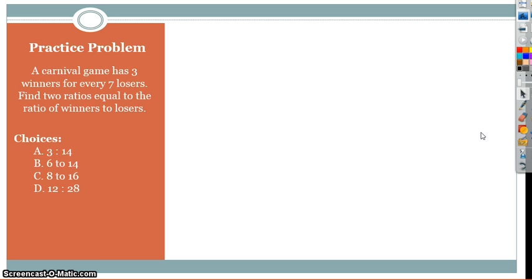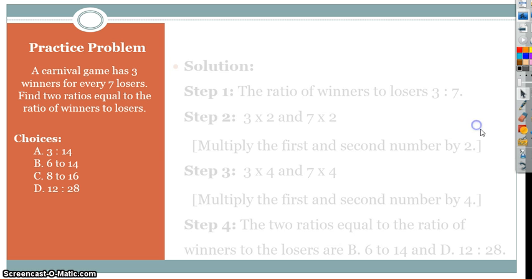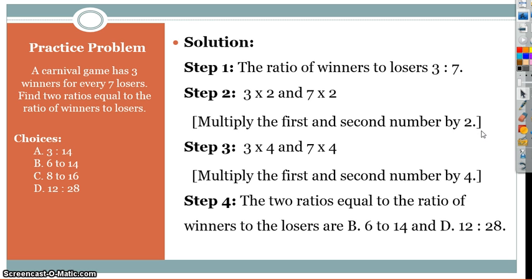We have a carnival game that has 3 winners for every 7 losers. And you're to find 2 ratios equal to the ratio of winners to losers. So I'll give you a moment to think about what that looks like, or what your first step is. Alright, let's look at the solution.